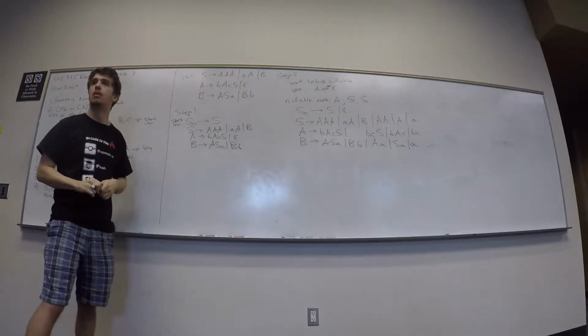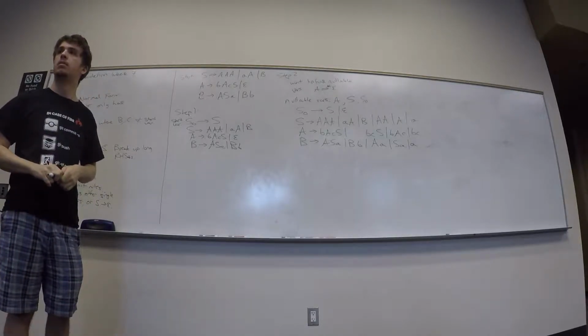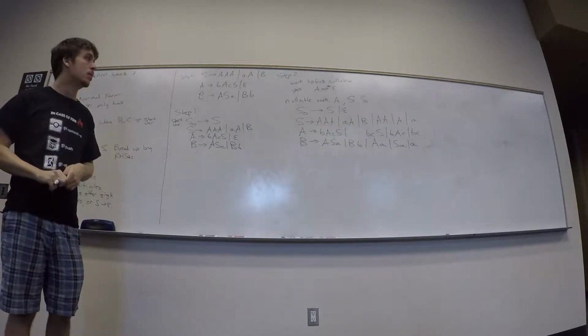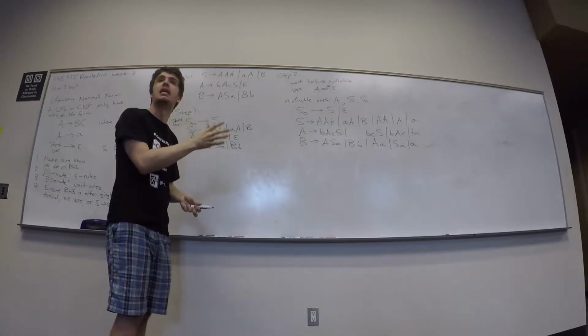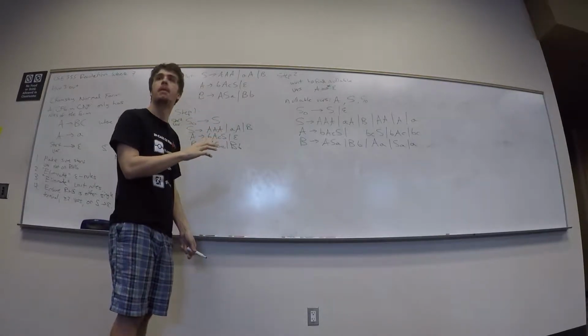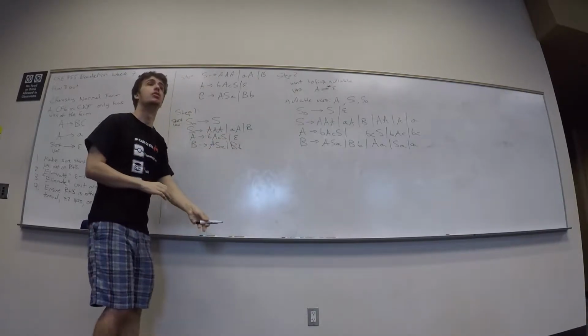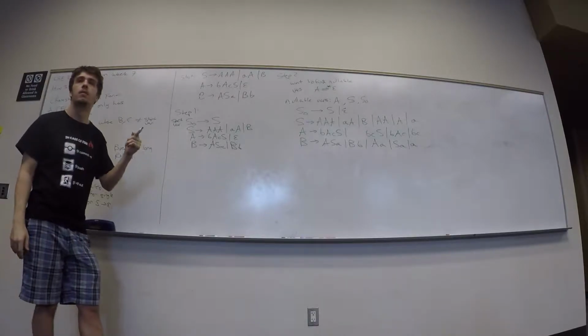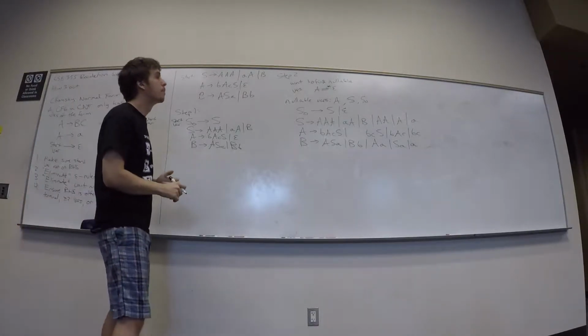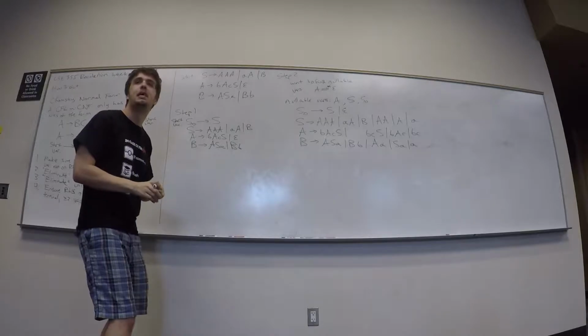Why didn't S0 go to all the ones? I'm just eliminating the epsilon rules. I haven't handled unit rules yet. But I'm just doing epsilon rules. Any other questions about this? Okay. So what's the next step?